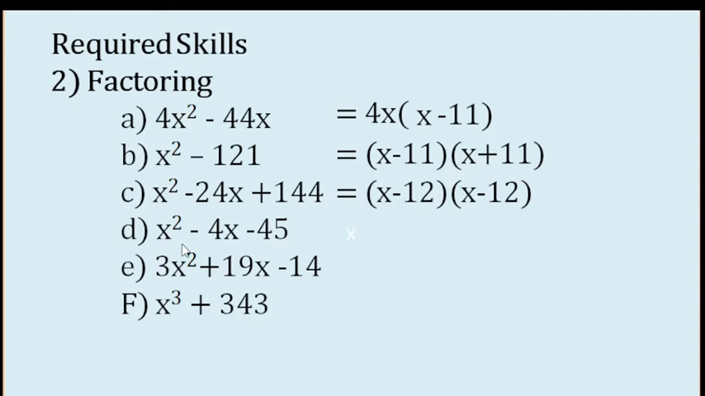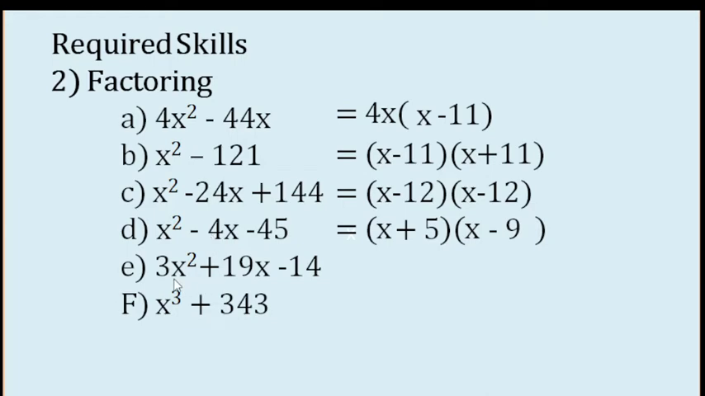Here is a quadratic trinomial that is not a perfect square. So this is how we factor. Factor the first term x squared. It's going to be x and x. Factors of negative 45. We will pick the factors of negative 45 that will give us the sum of negative 4. And they are positive 5 and negative 9.